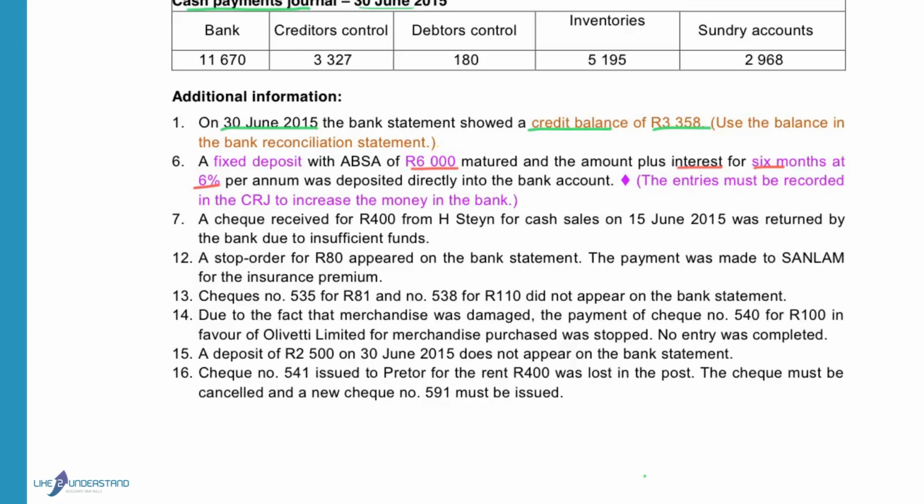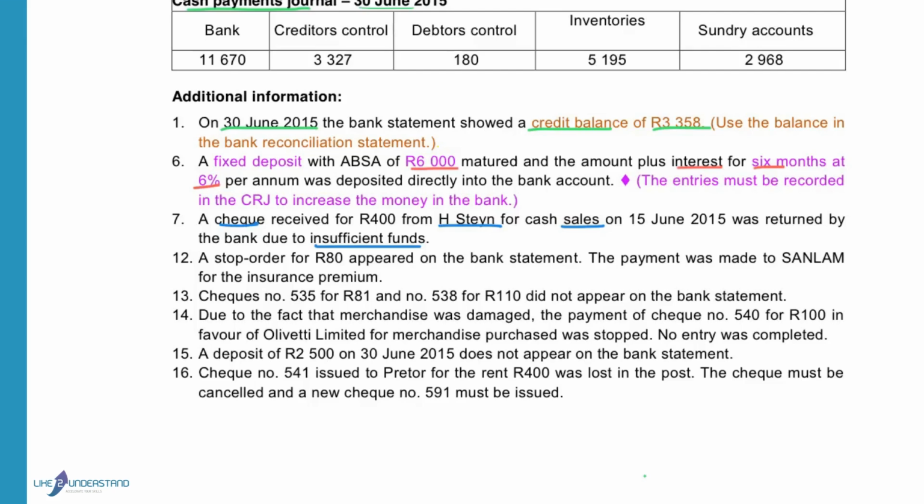A check received for 400 from H. Stein for cash sales was returned by the bank due to insufficient funds. We can't cancel the sales because these people already used these articles that they bought. So we have to cancel the check that we received from H. Stein. So we can't show that sales decrease. What we will have to do is create an account for H. Stein. So we will create an asset because we treat him as a debtor.